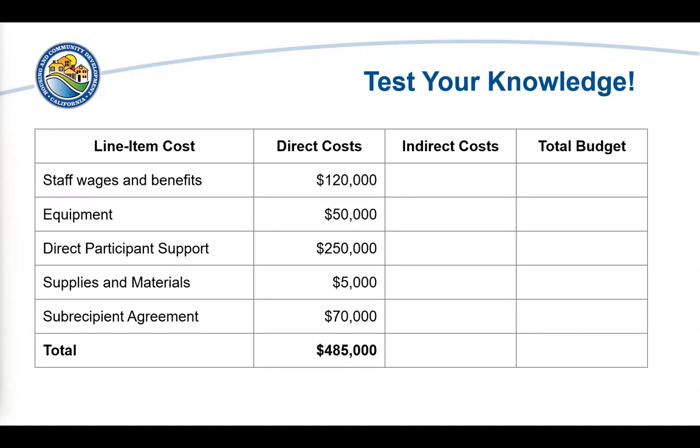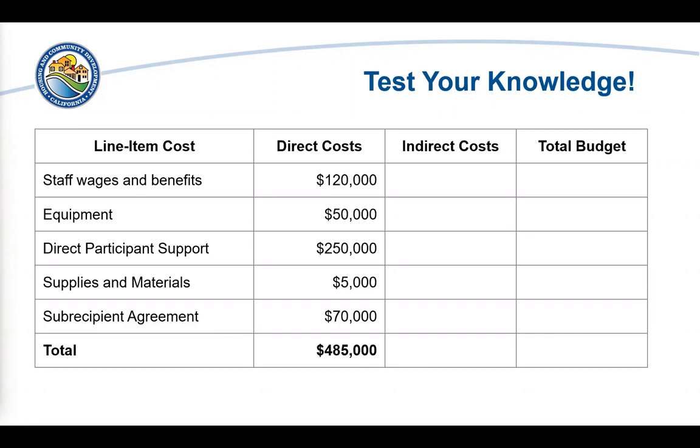Staff wages and benefits are a modified total direct cost, which means you are subject to the 10% plus up there. So if you have a direct cost budget of $120,000, you're allowed to get 10% of those modified total direct costs of 120,000, which equals $12,000. So your final budget for staff wages and benefits under this particular example, direct and indirect costs, is going to be 120,000 plus 12,000 for a total of $132,000.